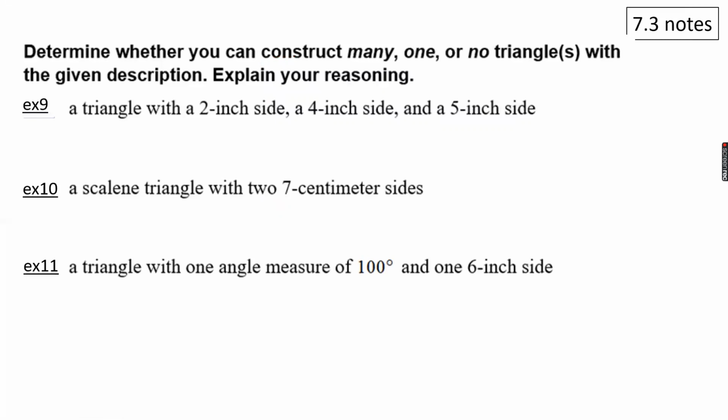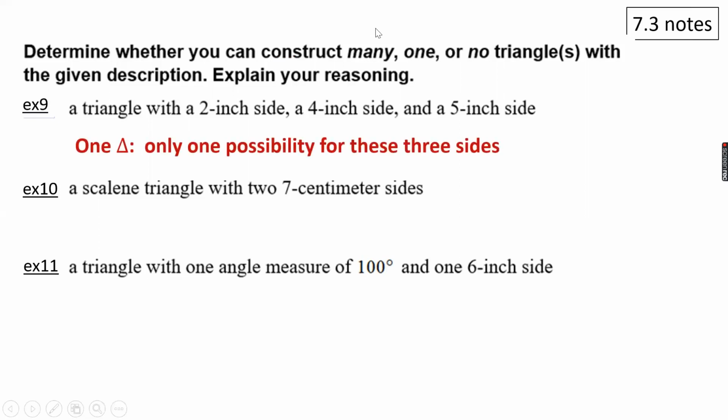Next, we're going to determine whether you can construct many, one, or no triangles with the given description, and you're going to explain your reasoning. So just like what we did at the beginning of this lesson, we are going to add together the two smaller sides and see if it's equal to or greater than the bigger side. And so for this first one, we're going to take 2 plus 4 and see if it's greater than 5. And it is. So 2 plus 4 is going to give us 6, and 6 is greater than 5. So it is going to give us only one possibility because these side lengths are locked in place.